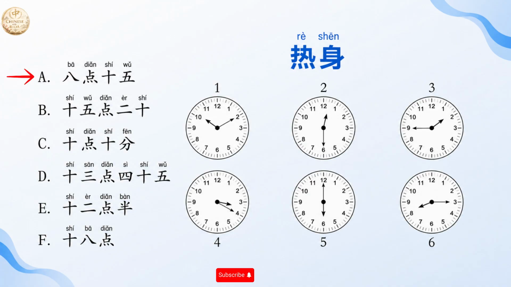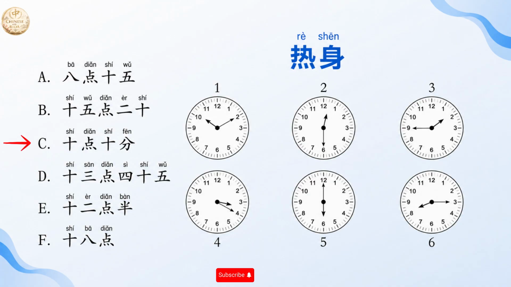Let's look at option A, 8:15, 8点15. This matches with picture 6, 8:15. You can see the numbers for 8 and 15 in this expression. Option B, 15:20, 3点20, 15 and 20. We match it with the picture 4. It's 3:20 in the afternoon or it's 15:20.